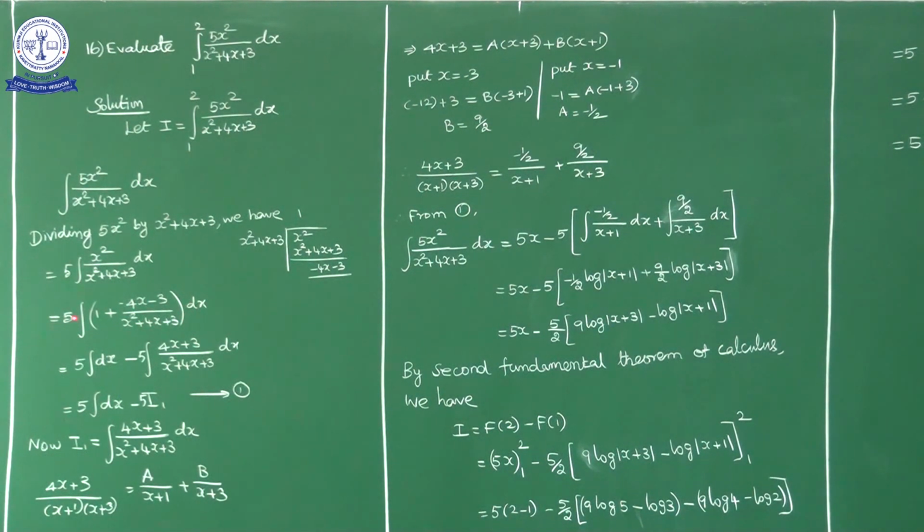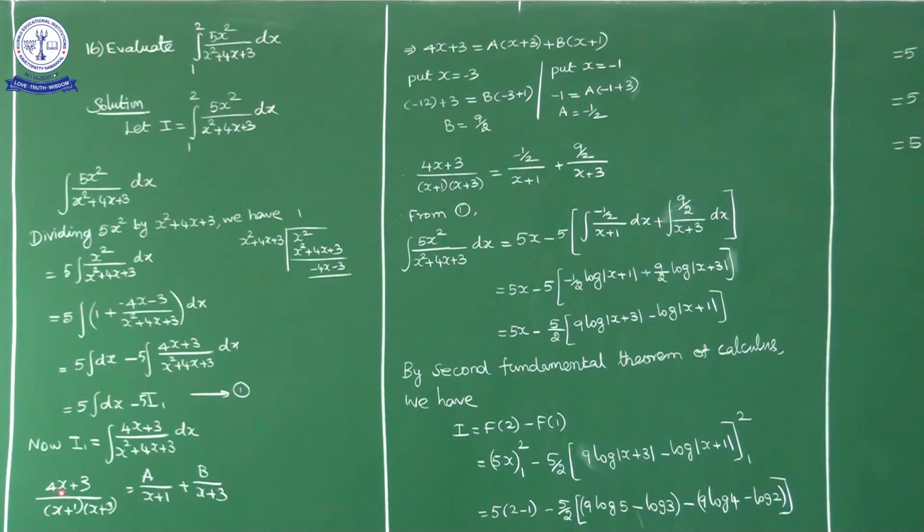So integrate separately. So what we have? 5 integral dx minus 5 into integral of (4x plus 3) upon (x square plus 4x plus 3) dx. Okay. So 5 integral dx minus 5 into this part, I will consider as I1. What is I1? I1 is equal to integral of (4x plus 3) upon (x square plus 4x plus 3) dx. Now this part by using partial fractions I will solve.